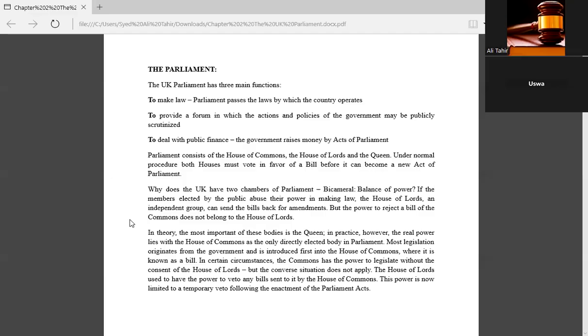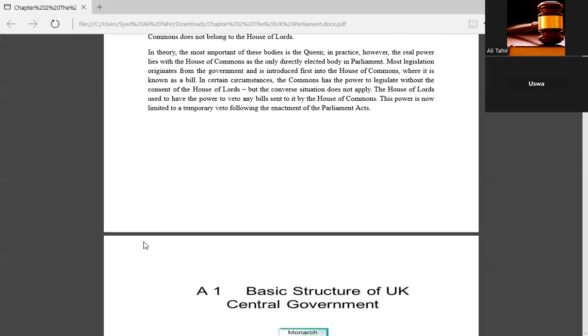In theory, the most important of these bodies is the Queen. In practice, however, the real power lies with the House of Commons as the only directly elected body in Parliament. Most legislation originates from the government and is introduced first into the House of Commons, where it is known as a bill. In certain circumstances, the Commons has the power to legislate without the consent of the House of Lords, but the converse situation does not apply. The House of Lords used to have the power to veto any bills. This is not so because of the Parliamentary Reform Acts, which we will study later on. Especially regarding finances, the House of Lords does not get a say in the lawmaking process anymore.